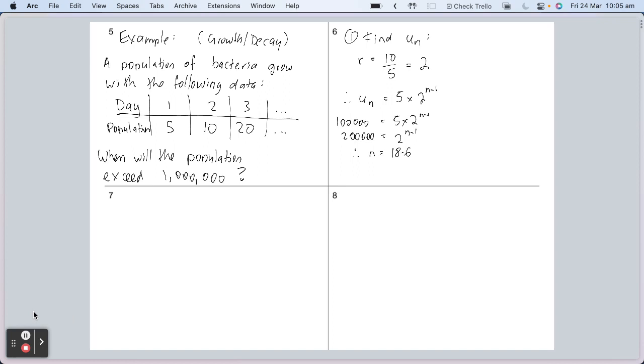Oh, sorry, I haven't finished this problem off. Then we'll go to the next step. N equals 18.6. That's a dud answer. Why is that a dud answer, guys?